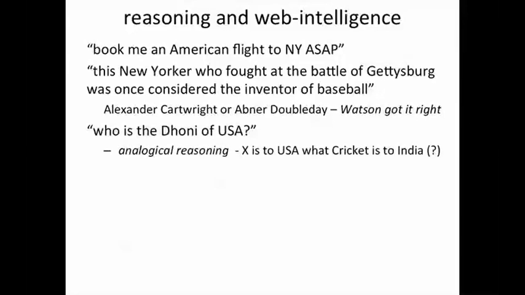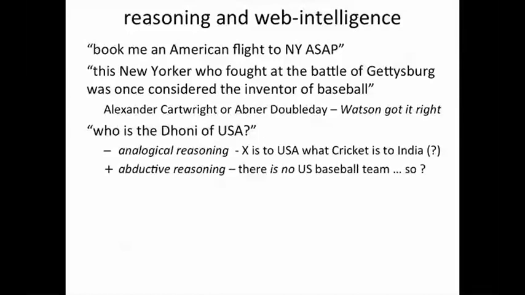So this is an example of analogical reasoning. X is to USA what cricket is to India would give us baseball, but trouble is there is no US baseball team. So even that first step of reasoning doesn't seem to work. So one needs to go beyond deductive reasoning to what is called abductive reasoning, in the sense that one needs to find out the best possible answer.